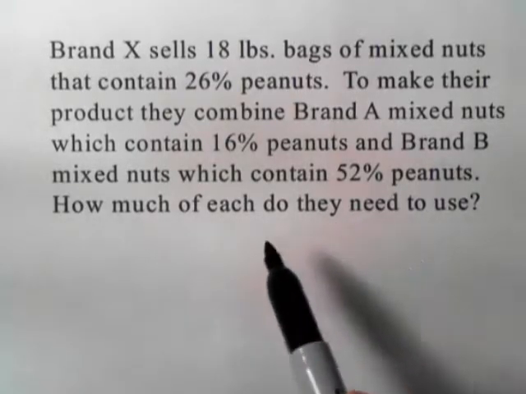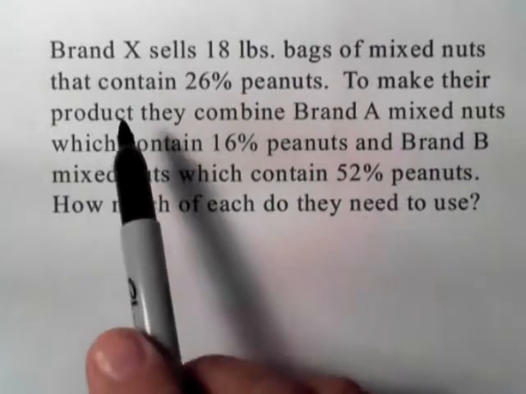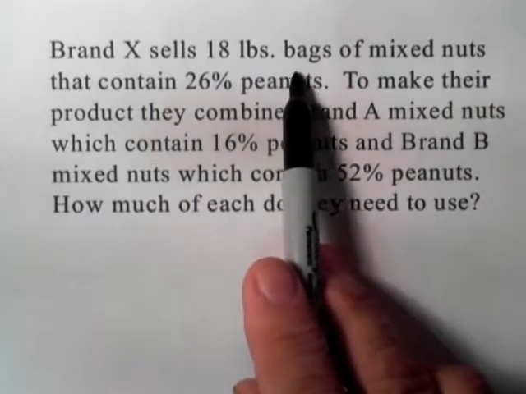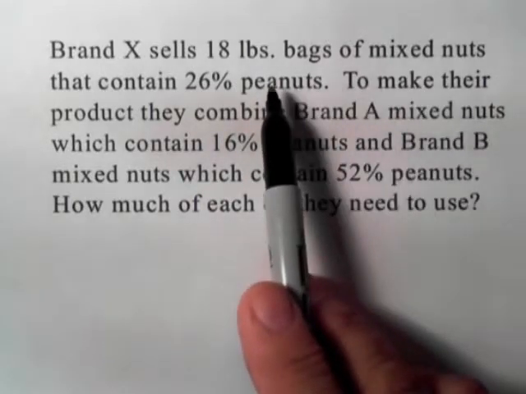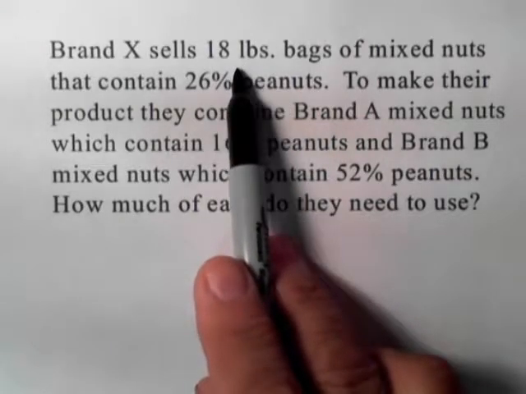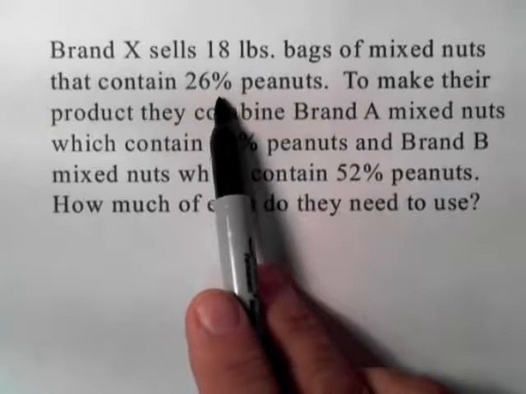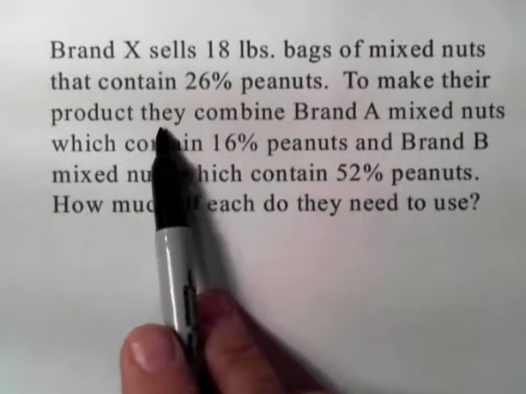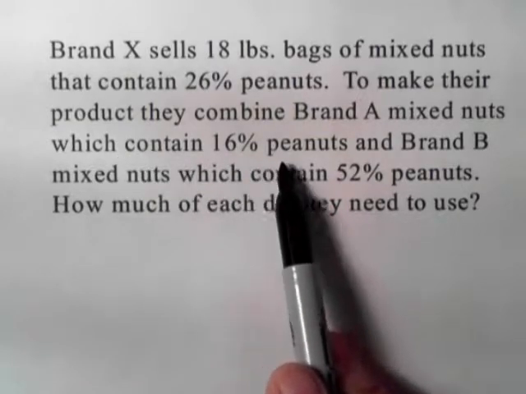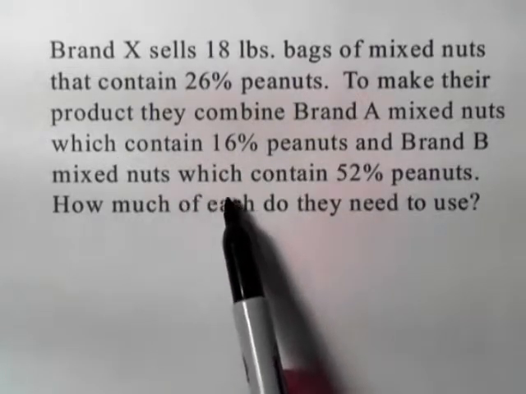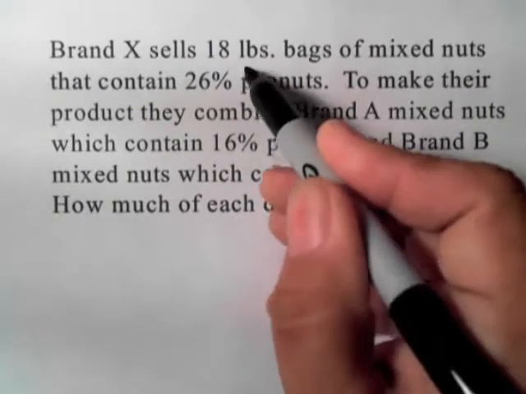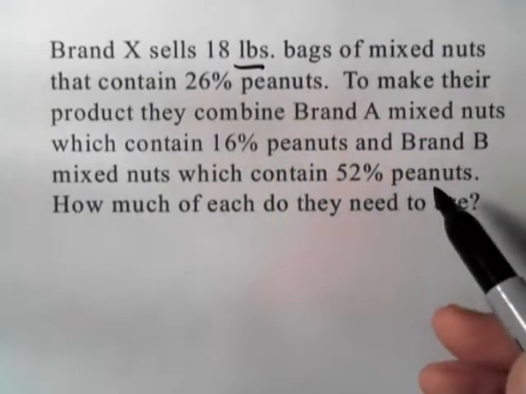Okay, here's another example for us to look at. Brand X Peanuts sells 18-pound bags of mixed nuts that contain 26% peanuts. Well, this is what we want to end up with: 18 pounds and 26% peanuts. To make their product, they combine Brand A mixed nuts, which contain 16% peanuts, and Brand B mixed nuts, which contain 52% peanuts. Okay, well, remember it's pounds that we're going after here.